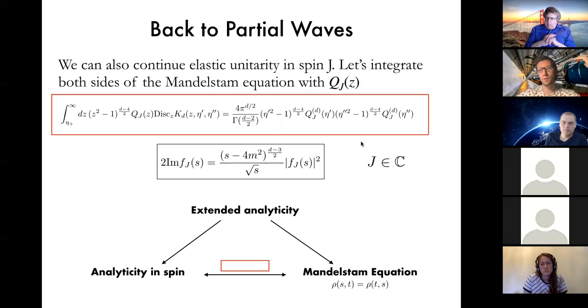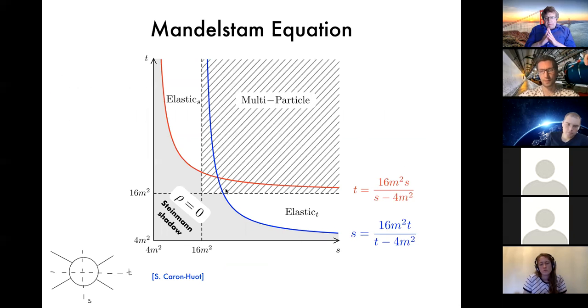In this way, you might think that the physical meaning of this elastic unitarity continued in spin, another way to think about it, is in terms of this Mandelstam equation. And what is really nice about it is that what enters is this rho, which obeys crossing symmetry, and this was manifested in this picture. If you reflect it along the diagonal, it should look the same.